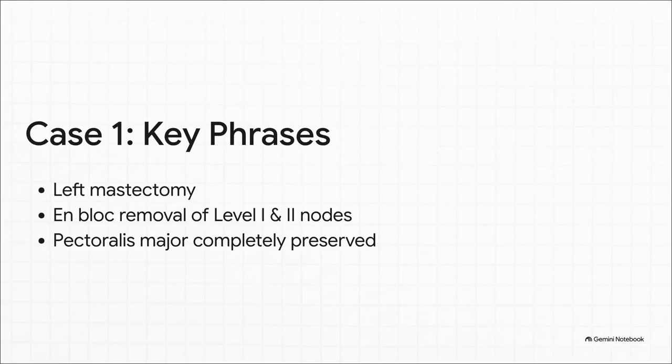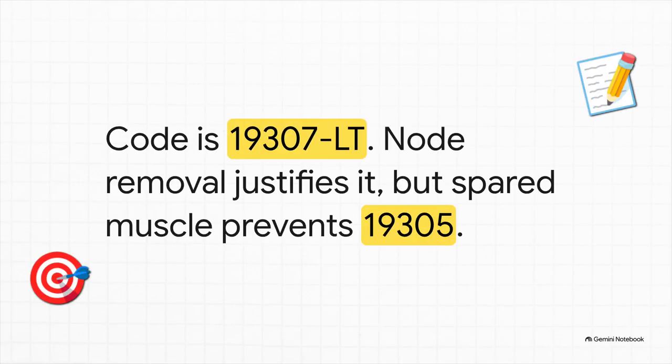When you scan those operative notes, your eyes should instantly lock onto those key phrases. We have a mastectomy and we have nodes removed. That immediately bumps us past the simple 19303. But wait. The explicit documentation that the pectoralis major muscle was preserved, that is your absolute stop sign. It completely prevents you from escalating up to a radical 19305 code. Therefore, the correct, perfectly compliant reporting for this encounter is the modified radical code 19307, with the LT modifier for the left side appended to our breast cancer diagnosis. The node removal justifies the 19307, but that spared muscle keeps us firmly out of radical territory. See how perfectly that maps out?